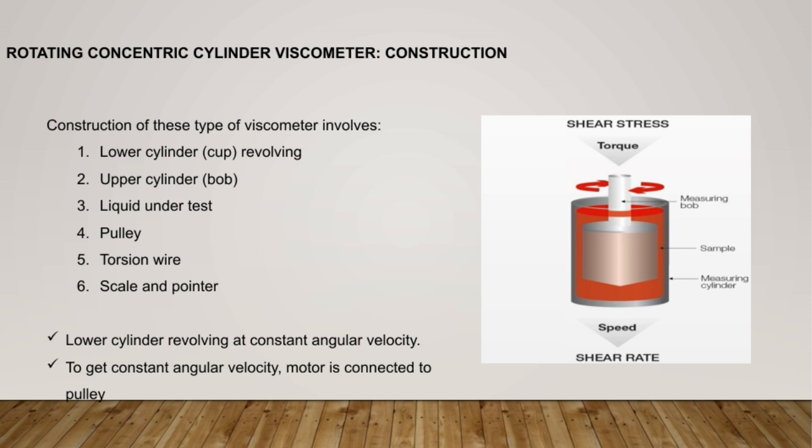The upper cylinder, or bob, is attached to a torsion wire, which provides a restoring torque as the bob resists the movement caused by the liquid's viscosity. As the lower cylinder turns, the liquid's resistance causes the bob to rotate slightly, and this movement is transmitted through the torsion wire. A scale and pointer system then help us measure this angular displacement. By analyzing the torque and the angular velocity, we can determine the viscosity of the liquid under test. Overall, this design allows us to precisely measure how a liquid resists flow under controlled conditions, which is fundamental for understanding its rheological properties.